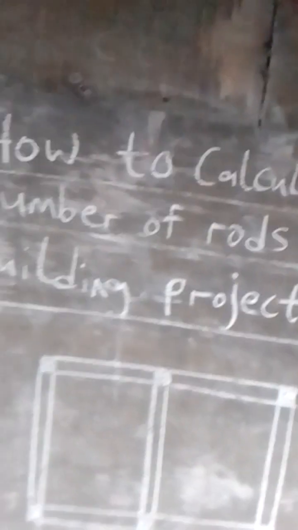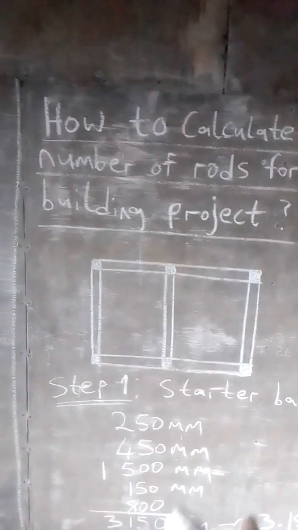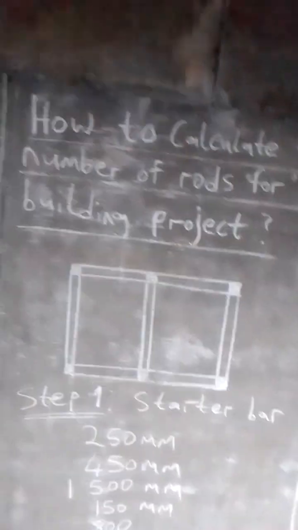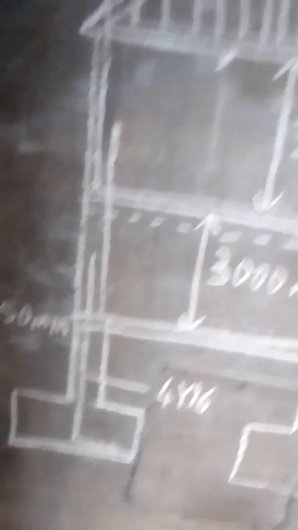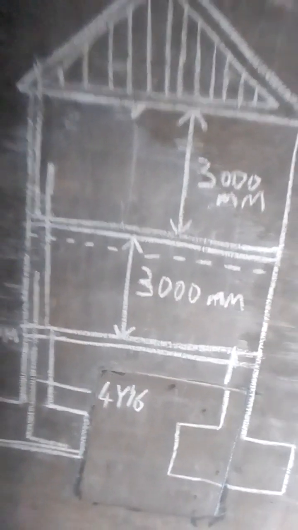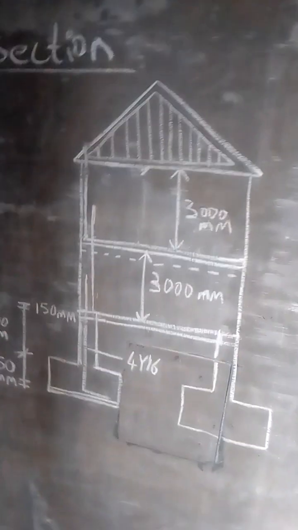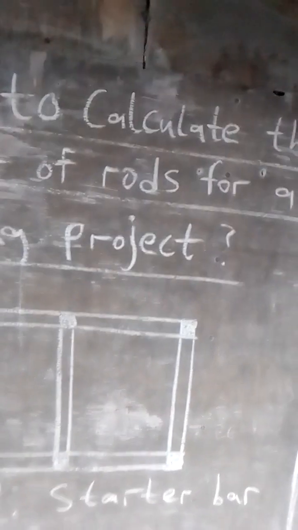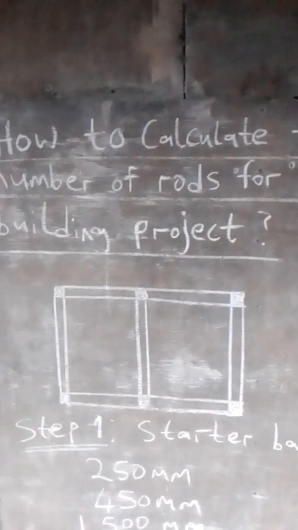That is it, very simple. This is the simple way to calculate the number of rods for a building project. Here could be 6, here could be 8. You just take what the drawing shows you and you calculate the total number of rods required. Very simple and short. So young engineers, you shouldn't fear doing this.